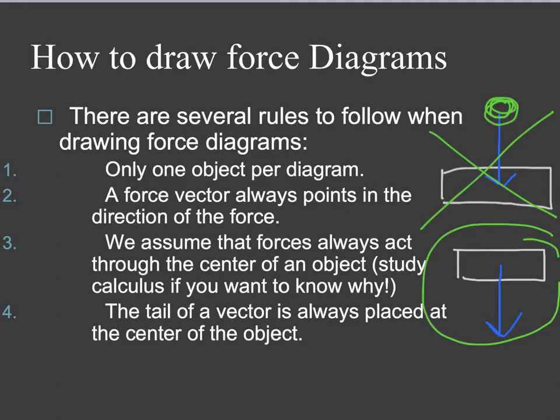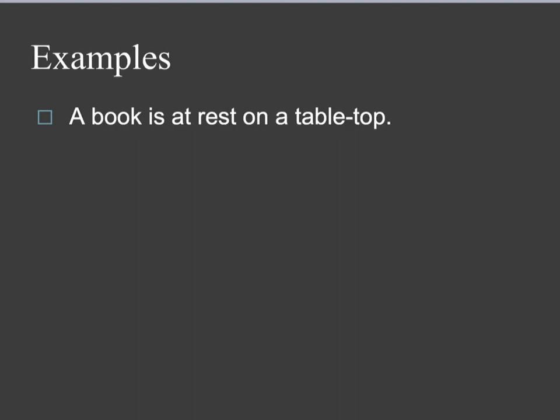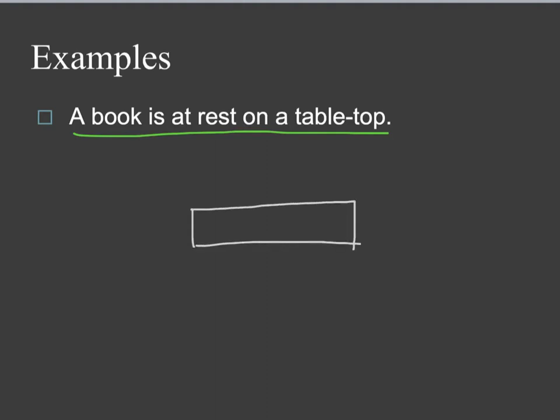So now let's take a look at some examples of how we might do this. Our first example is the one we were just talking about. A book is at rest on a tabletop. So I only draw my book, okay? I know it's sitting on a table though. It looks like it's in midair, but it's actually sitting on a table. So there's my book. And I'm going to have the force of gravity acting. It's pulling the book down.